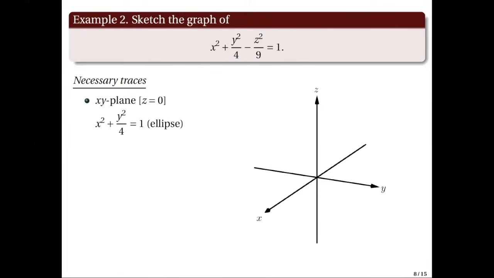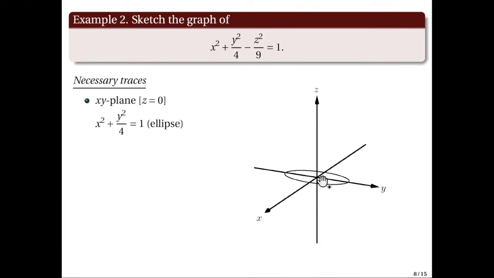This represents an ellipse centered at the origin of the xy plane, and the 4 important points would be the points on the x-axis and on the y-axis. On the x-axis, we measure 1 unit, so 1 on positive x, 1 on negative x. On the y-axis, we measure the square root of 4, that is 2. So 2 on positive y, 2 on negative y. Using those 4 points, we get this ellipse.